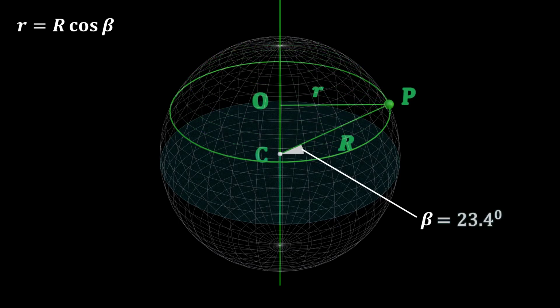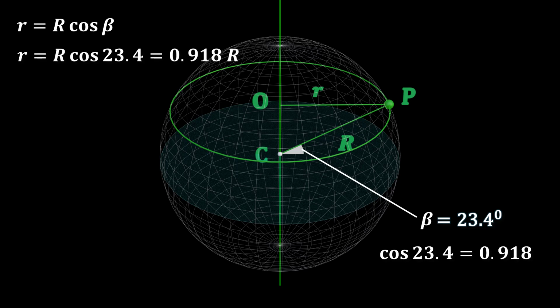For beta equals 23.4 degrees, which corresponds to the Tropic of Cancer, we have cos 23.4 equals 0.918 to 3 decimal places. And therefore, we can write r equals 0.918 capital R.